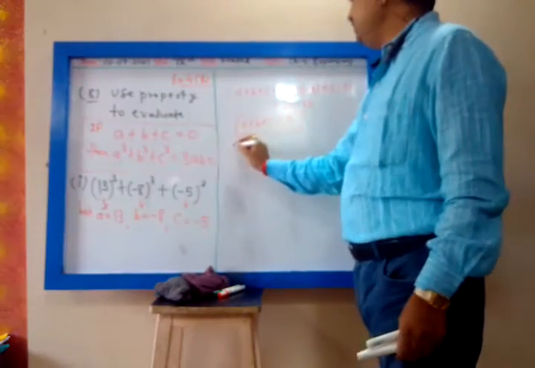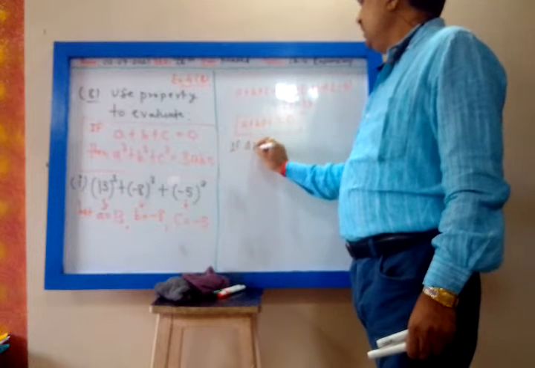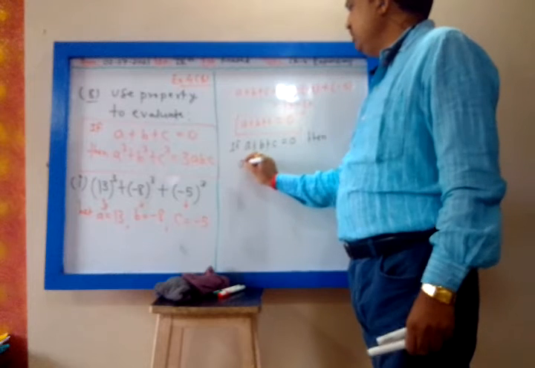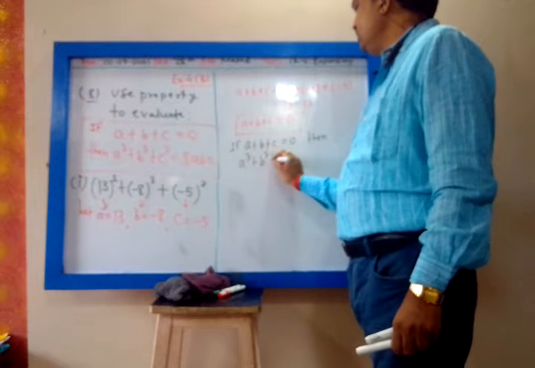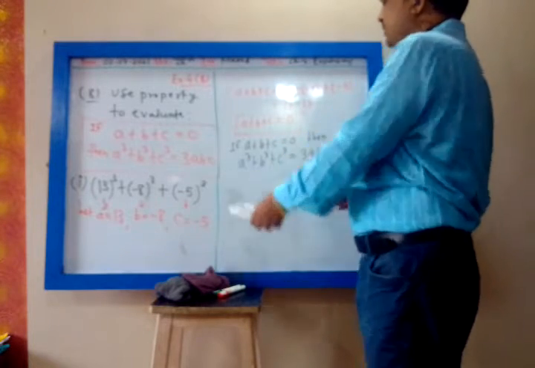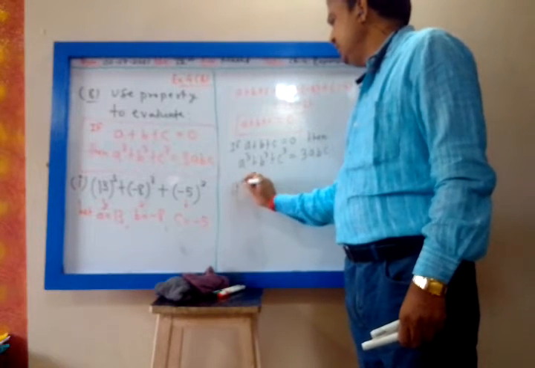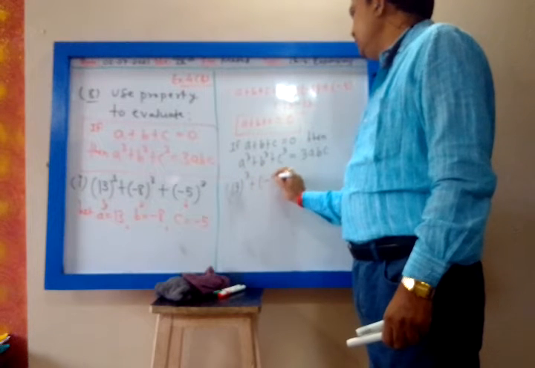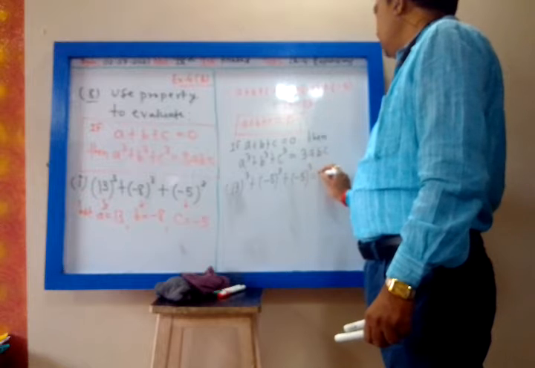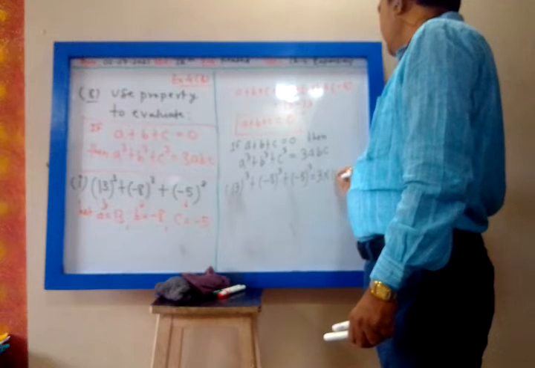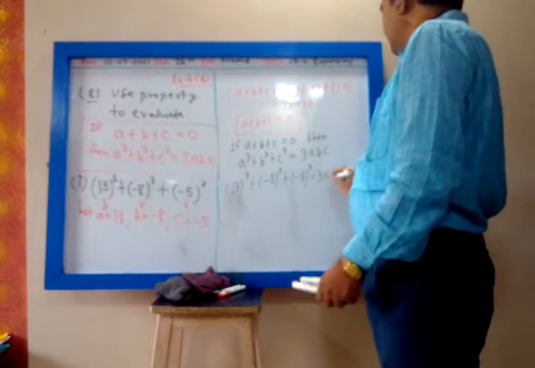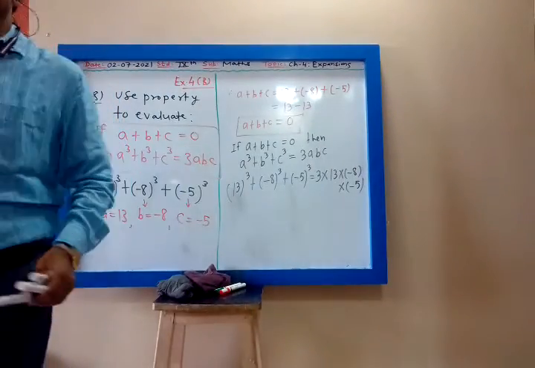So if a plus b plus c is 0, then a cube plus b cube plus c cube is 3 times abc. Now you put the value. A is 13 cube, b is minus 8 cube, c is minus 5 cube, that is equal to 3 into a. A is 13, b is minus 8 and c is minus 5. So that will be 3abc.